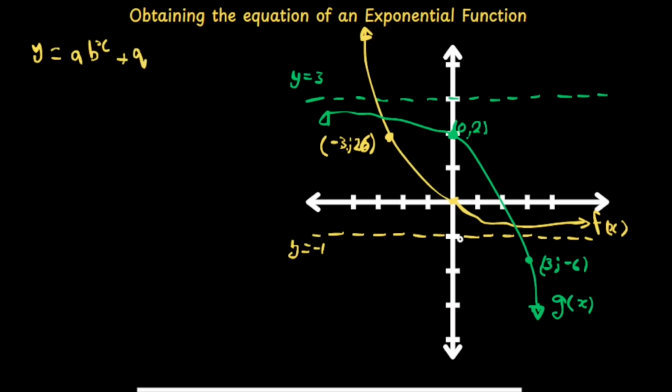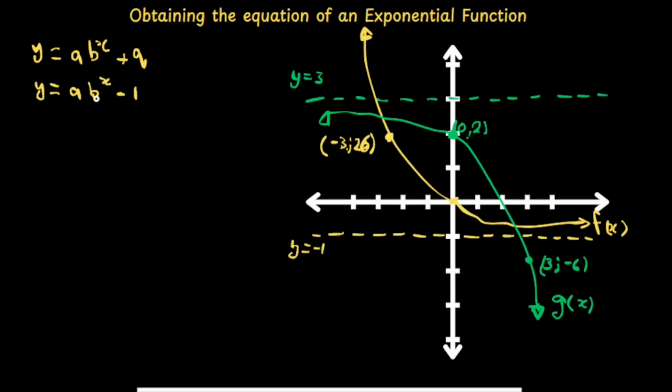Okay, now looking at this yellow function on your screen right now, we can see that the q value is going to be -1 as indicated by your horizontal asymptote for this function. So we can rewrite this equation and substitute in -1 for q, and we would get y is equal to a times b to the power x minus 1. That is our first step, to write in the value of q. Now, in order for us to obtain the value for a and b, we are going to look at the function shape, and we are going to use the point that is given on this function.